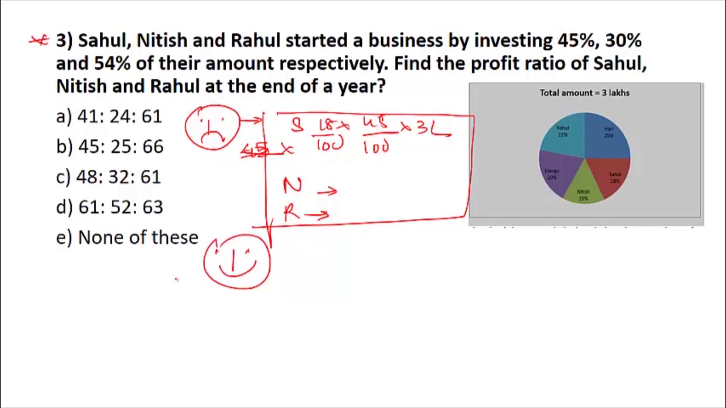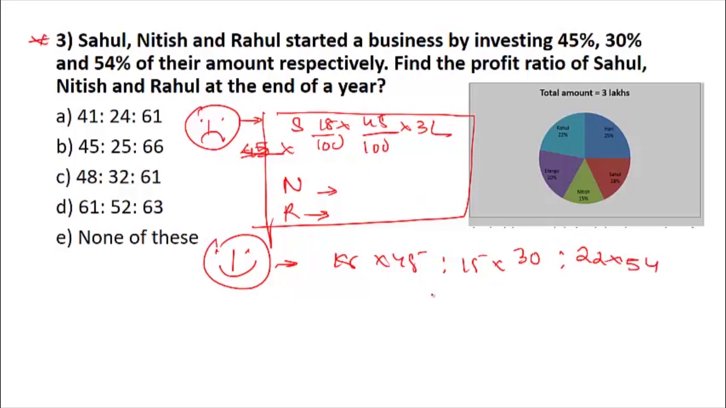But how will the other person approach the problem? If you see, Sahul is 18% and invested is 45. Again if you see, Nitish is how much? 15, and how much he has invested is 30. And again if you see, Rahul is 22 and 54.